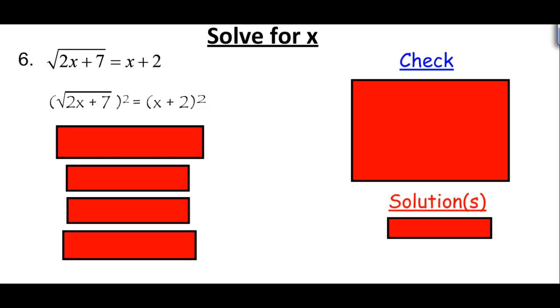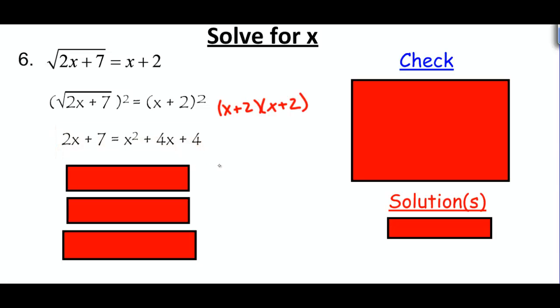But remember, when you square a binomial, this is the same thing as x plus 2 times x plus 2. We're going to have to distribute. What most students do wrong is they just write x squared plus 4, which gets them a wrong answer, which is a pretty big mistake in a math teacher's mind. Or at least in my mind it is. So now we have to FOIL, or distribute out, and we get x squared plus 4x plus 4.